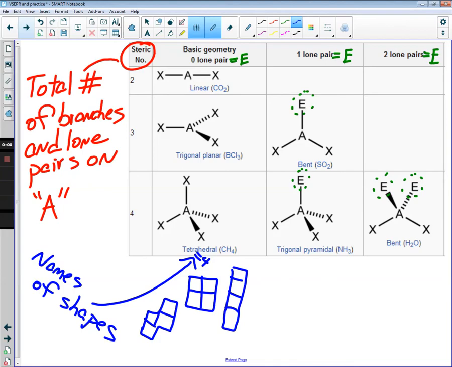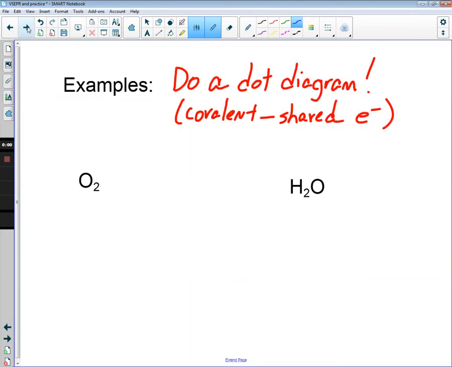So I told you we would look at some examples, and I'm going to show you some examples here. The way that you work these is you start off by making a dot diagram, showing your shared pairs of electrons. It's going to be necessary for you to dust off brain cells from a few days back when we were doing some of these. I'll do a couple of them here for you.